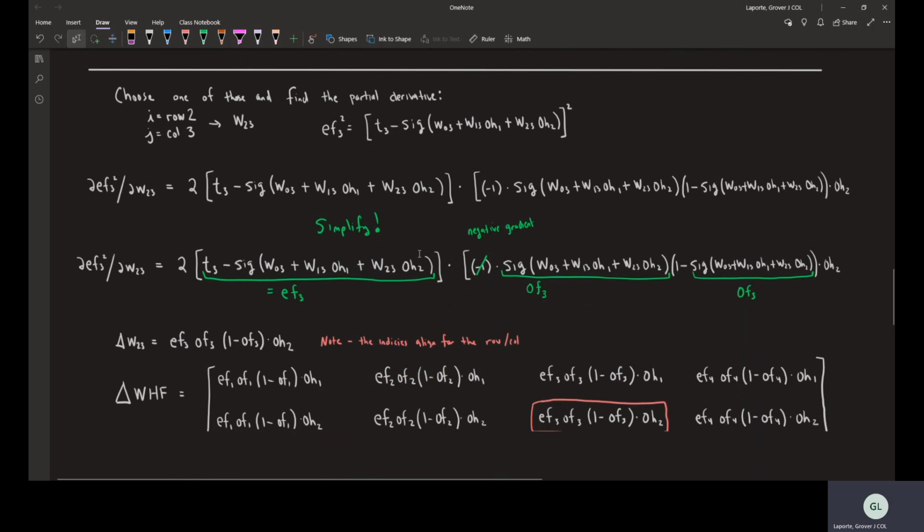All right, so when we're taking the partial derivative, so it's the partial of EF3 squared with respect to W23. Remember, you take the 2, multiply it by the front, and then whatever is in the inside, right? Chain rule stuff. And then so that's what's in the inside. And then multiplied by the derivative of the inside, right? So what's the derivative of the inside? Well, it becomes a -1, so that's where your -1 comes.